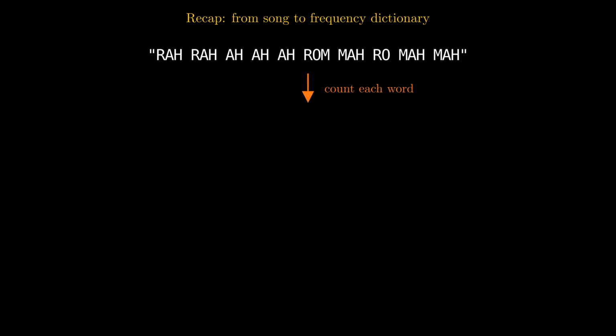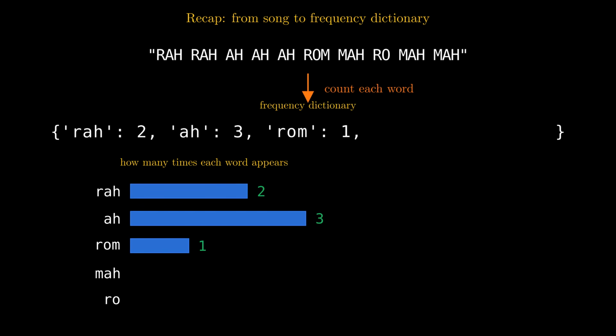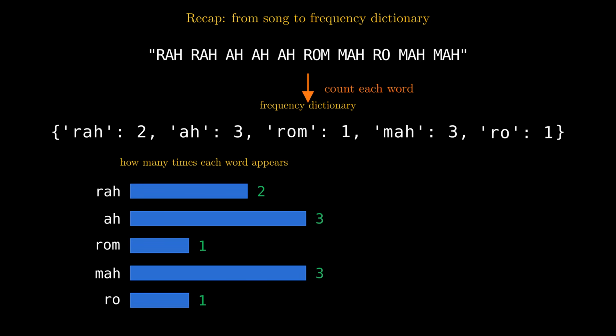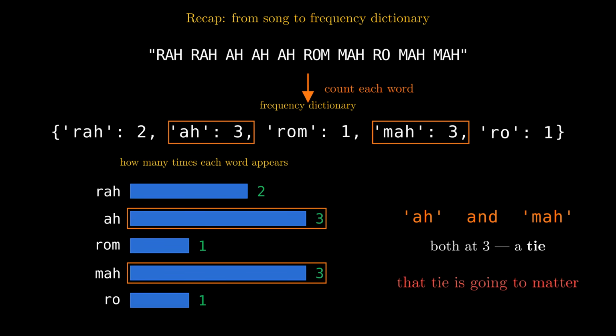First, a quick recap. In part 1, we took a song and turned it into a frequency dictionary. Each distinct word paired with how many times it appears. Our song was ra-ra, ah, rom, ma, ro, ma, ma. Counting gives us this dictionary. Ra maps to 2, ah maps to 3, rom maps to 1, ma maps to 3, and ro maps to 1. Notice something right away. Two different words, ah and ma, are tied at 3. That tie is going to matter.